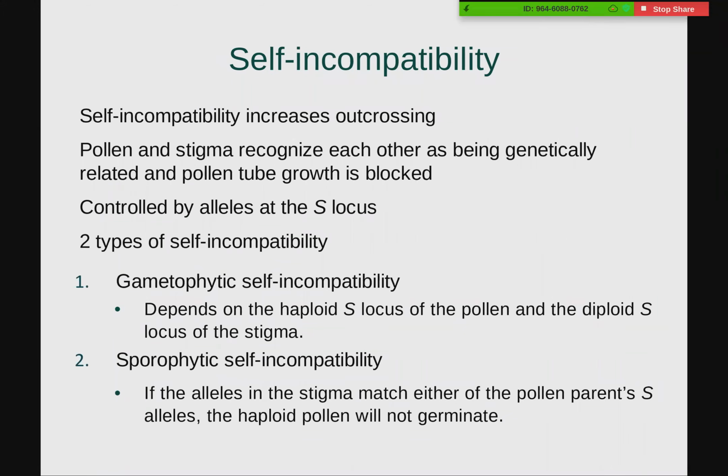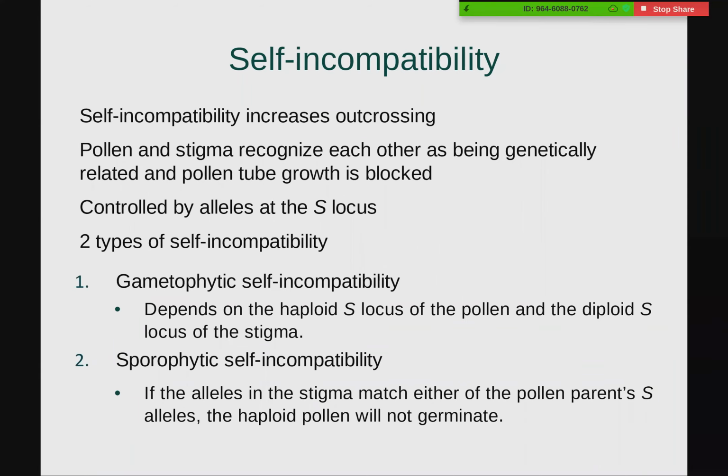Now, the pollen and stigma do recognize each other as being genetically related, and the pollen tube growth is actually blocked. So a plant basically prevents itself from being self-fertilized, which, from an evolutionary perspective, is pretty good, right? I argue that it's probably better to have more outcrossing as a whole. Now, it's controlled by alleles at what we call the S locus. Now, there are two types of self-incompatibility.